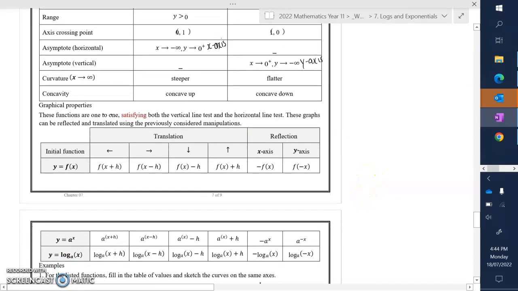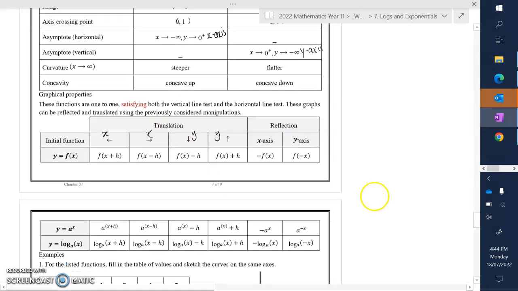Okay. Now, graphical properties. Now, we looked in the function topic a lot about translating our graph in the x direction, either positive or negative. We slid it left or right, and we looked at translating it up and down. So these are our x slides. These are our y slides, or our y translations. And we also looked at reflecting things. The same rules are going to apply for these two graphs.